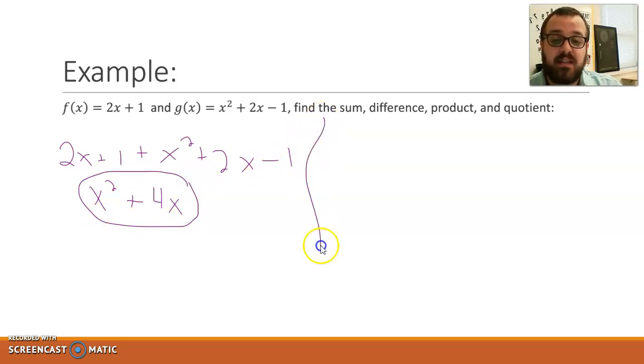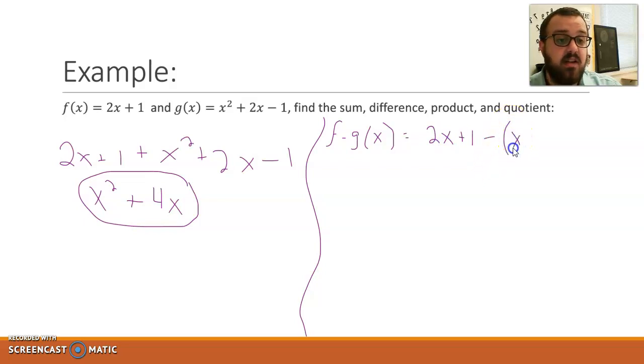For the difference, it doesn't really tell me the order for the difference. I'm going to assume they want me to do f minus g of x, okay? If I wanted to, I could do g minus f of x, but I'm going to do f minus g of x. So that's going to be 2x plus 1 minus, and I have to remember I'm subtracting all of g of x, so I'm going to put that in parentheses so I remember to distribute this negative, okay? But we're going to go ahead and subtract this. So let's distribute this negative through.